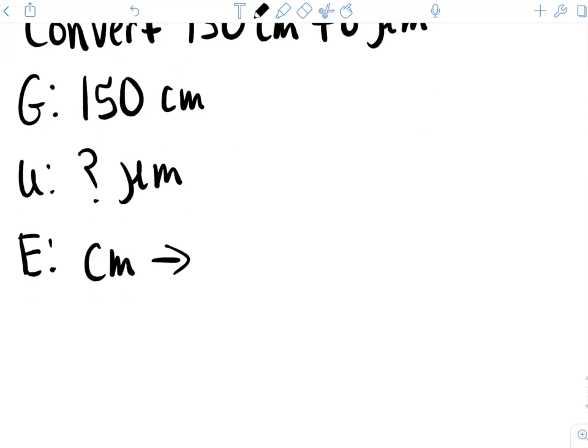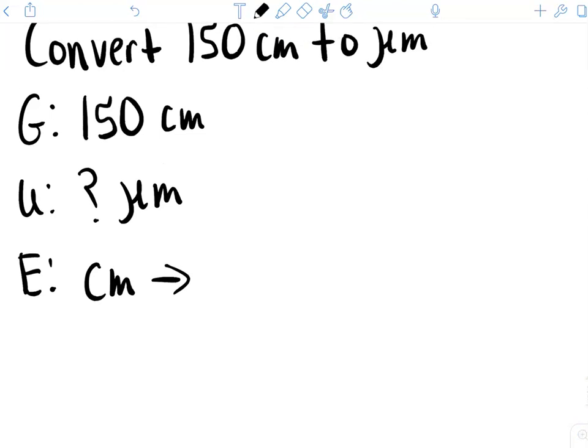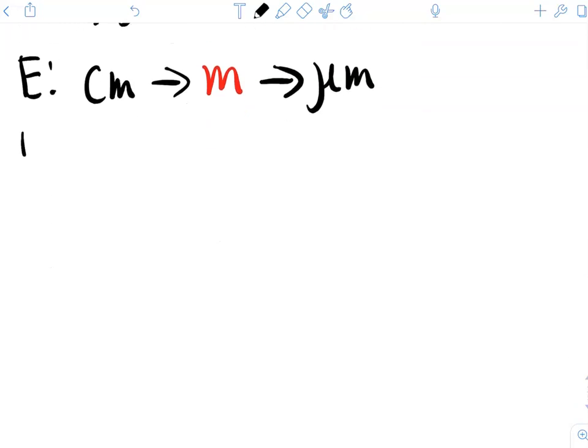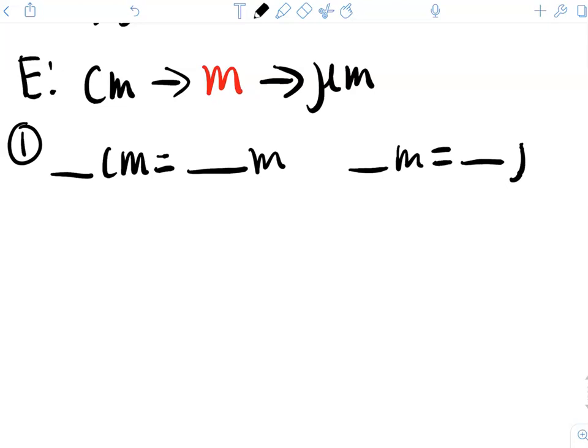Now, the question is, can I go straight from centimeters to micrometers, or do I have to go through something else first? If you answered something else first, then you are correct. This is a two-step problem because I have 2 prefixes. So that means I have to go through the base unit of meter, then I can go to micrometers. And again, I'm going to have 2 relationships. So blank centimeters equals blank meters equals blank micrometers.